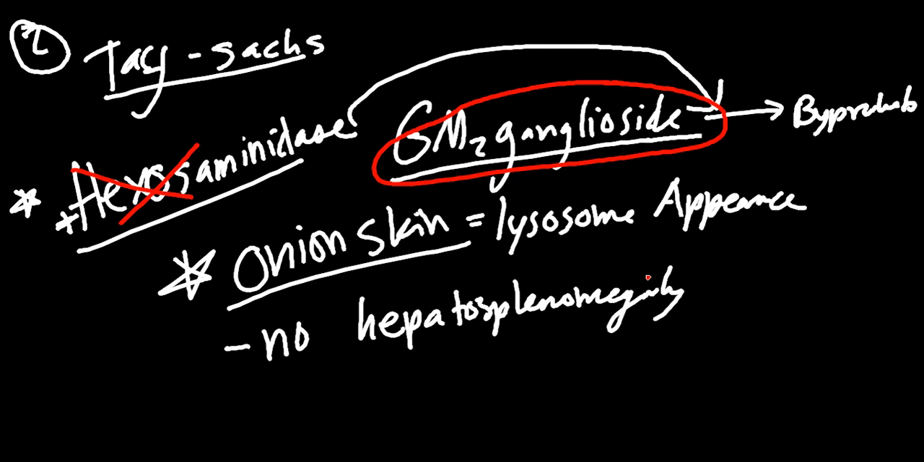Hepatosplenomegaly. So you're not going to have an enlarged liver or spleen. We'll contrast this to a couple other disorders which do have the hepatosplenomegaly. So remember Tay-Sachs, think onion skins, hexosaminidase. I would commit this one to memory because that was an important enzyme. You're going to have a buildup of this product, the GM2 ganglioside, and it'll have an onion skin appearance to the cell. Alright, so now we've talked about two.